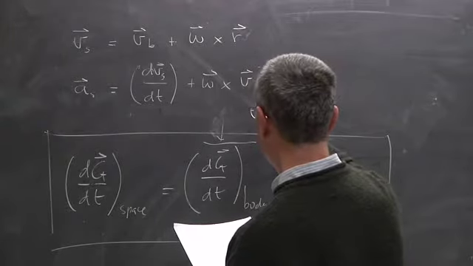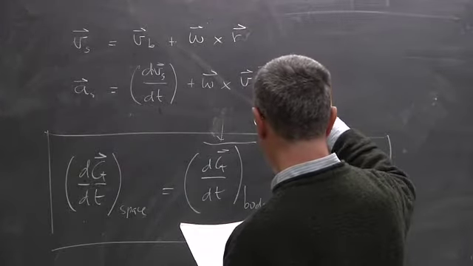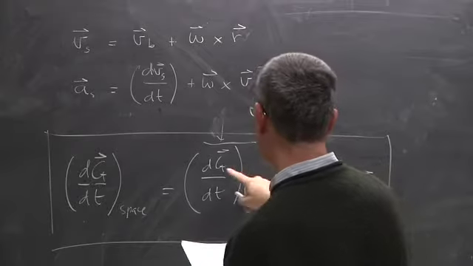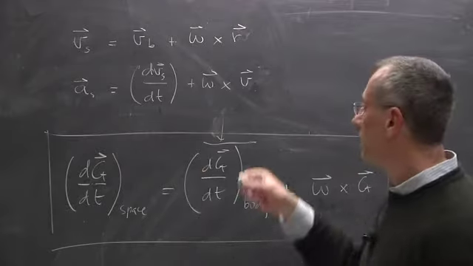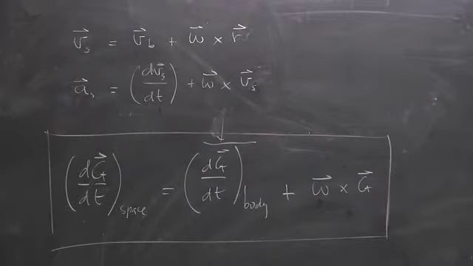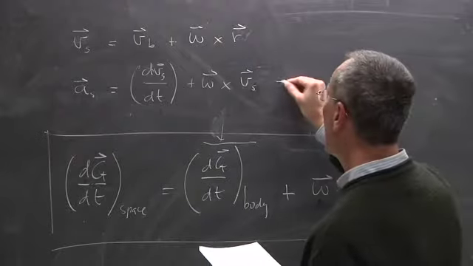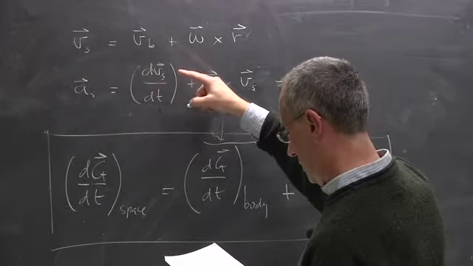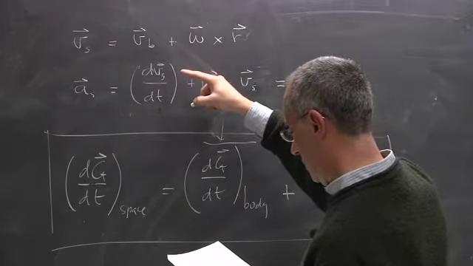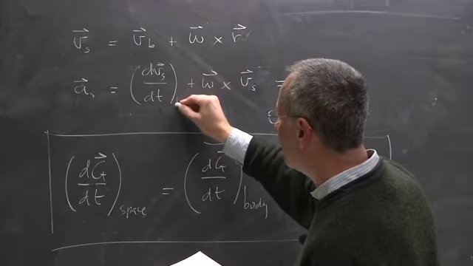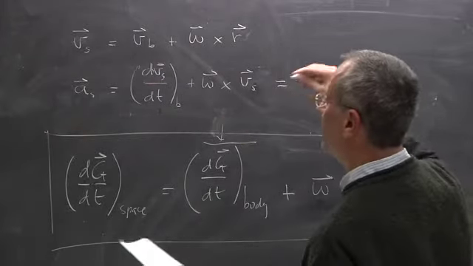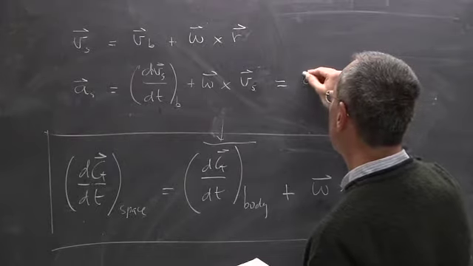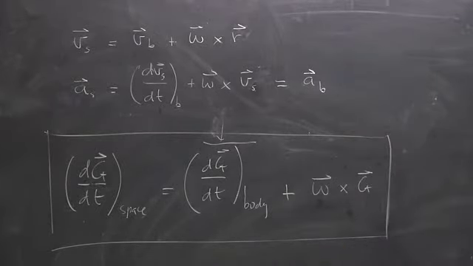S is dVB by dt plus... No, it's still G, right? It's the G that I'm measuring. So it's Vs, I'm measuring. So what is this? So this is on the body. And this, so what is the... So this, the first term is just Vs on the body. So by definition this is just the acceleration as measured on the body.